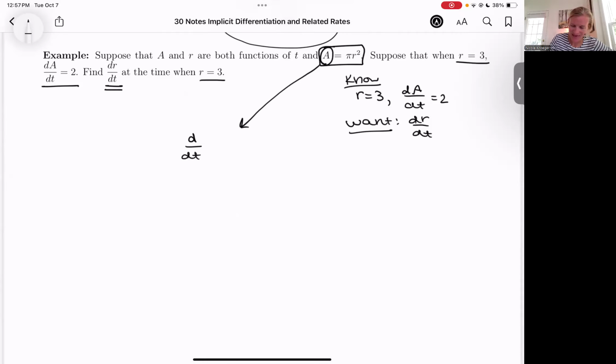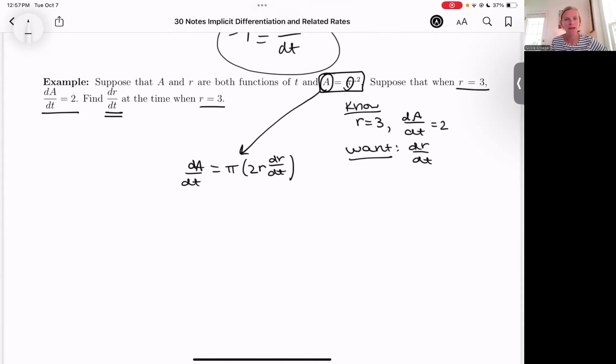So we're going to differentiate both sides of this equation. So the derivative of A will just be dA dt. A is a function of time, so it's just going to be dA dt. The derivative of pi is a constant, so it gets to hang out front. And then the derivative of r squared is 2r times dr dt, again, because r is a function of time. Okay, now we're going to plug in the things we know.